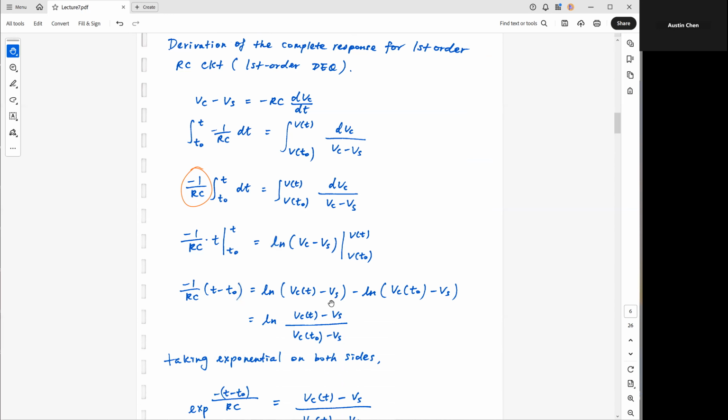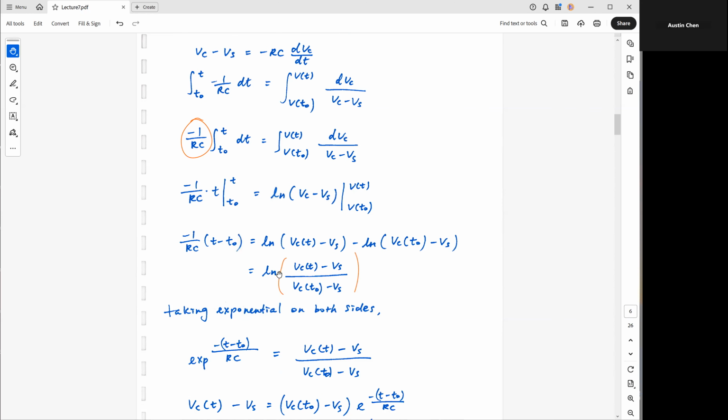And we know that when we are taking the difference between two natural logs, we can have the natural log of this term divided by this term over here. So instead of taking the difference, we are doing a division. Since we don't like to work with natural logs, we want to get rid of this natural log. So we take the exponential function on both sides, on the left and also on the right. The exponential function on the right side will get rid of this natural log.